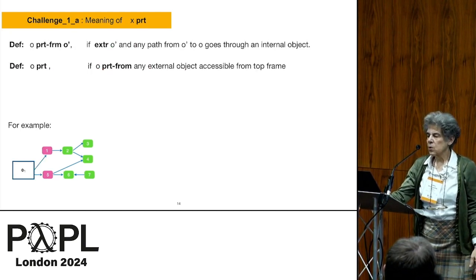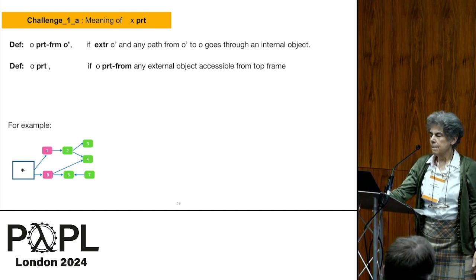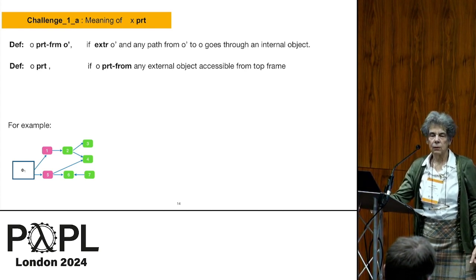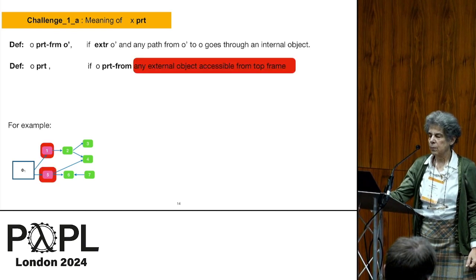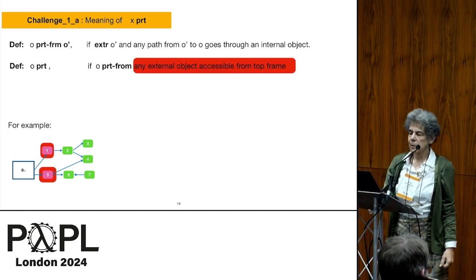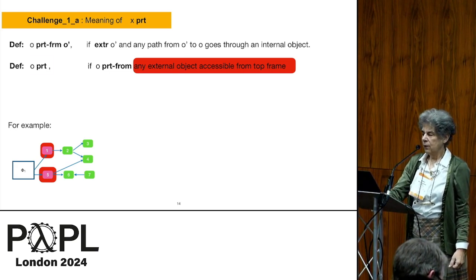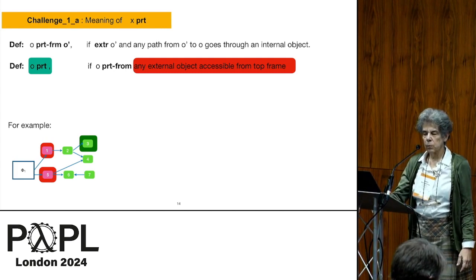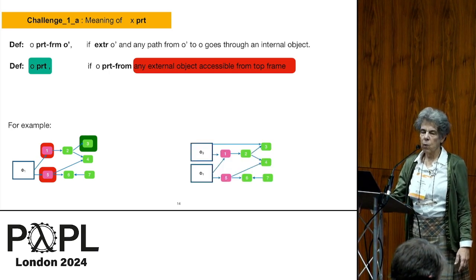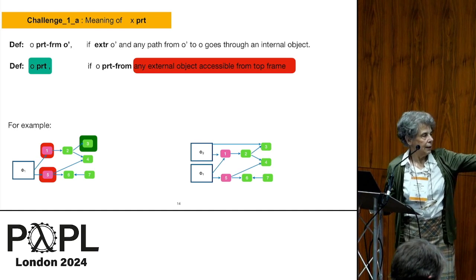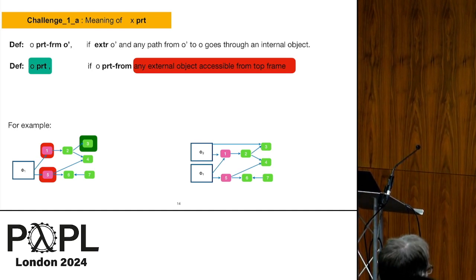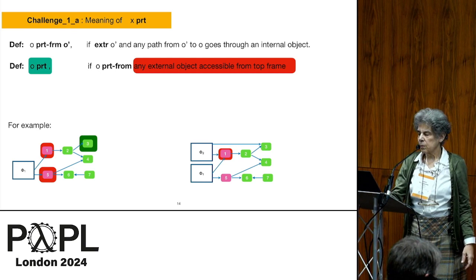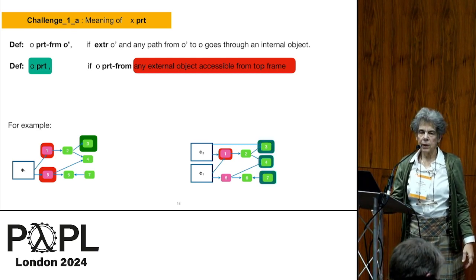And if we want to consider whether an object is protected, what we require is that an object is protected if it is protected from any external object accessible from the top frame. So in this example, the external objects accessible from the top frame are 1 and 5, and therefore, so this is the top frame, 3 is a protected object. The other objects are not protected. If we push one frame onto the stack, like here, the set of external objects that are accessible is smaller, and there are more objects that are protected.